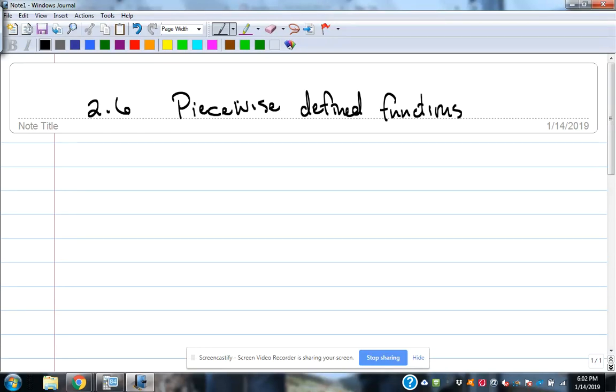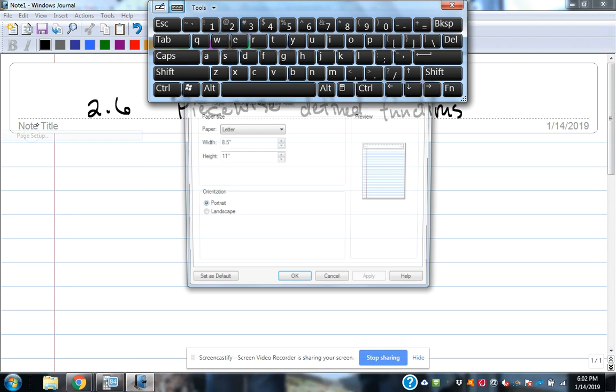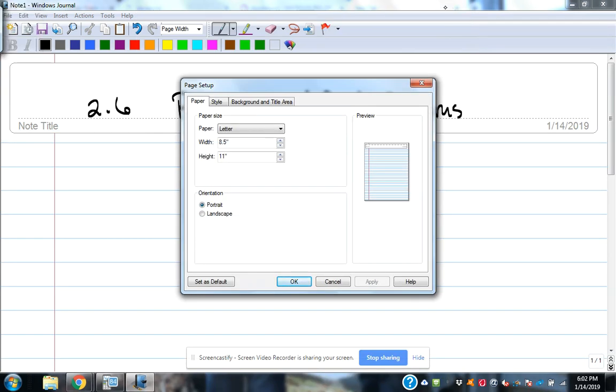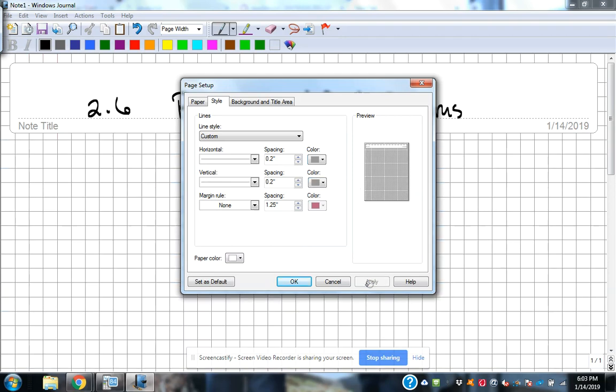Piecewise defined functions are functions that have individual pieces to them. It's not just one equation. It's two, sometimes three different equations that are put together kind of like a system, but it's considered one function.